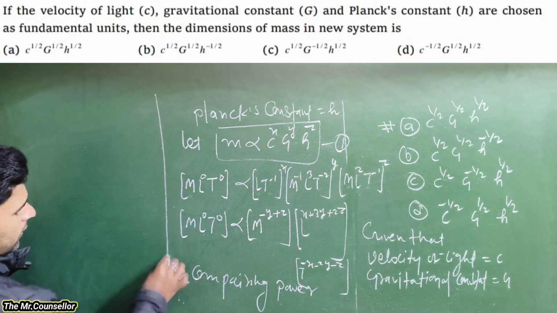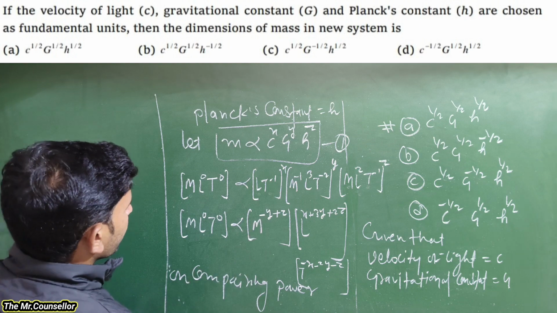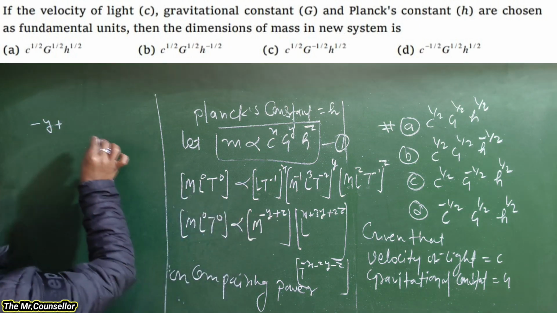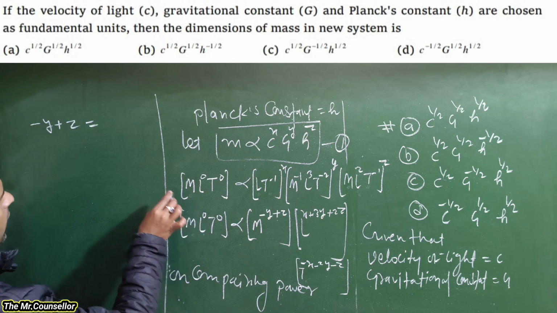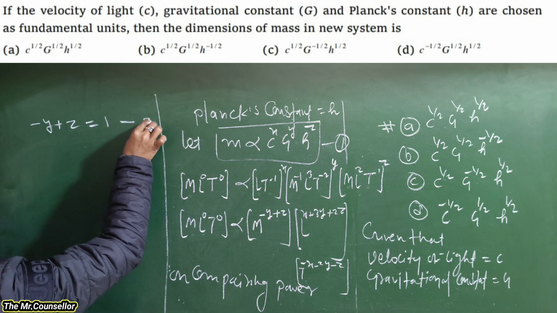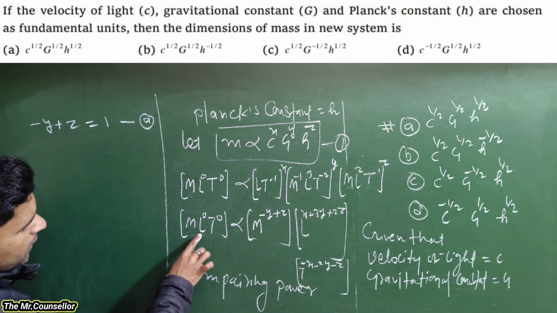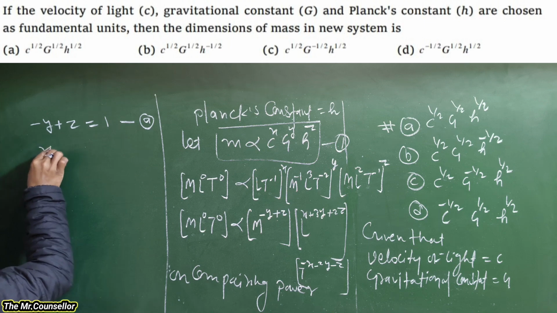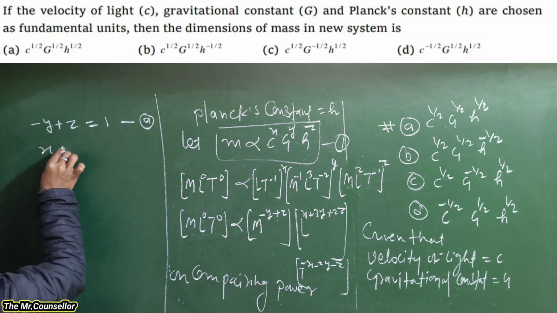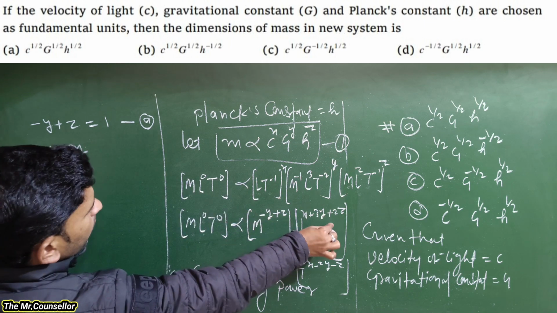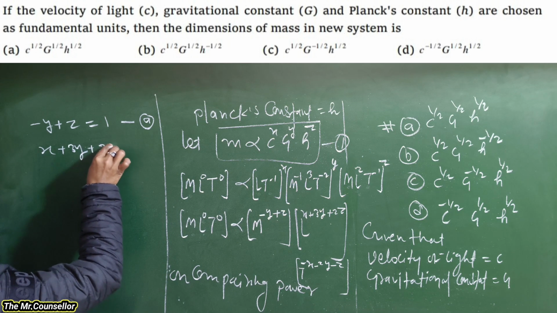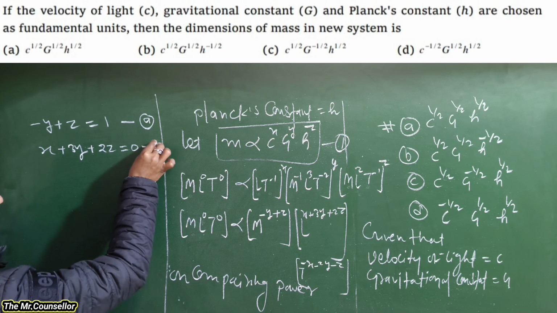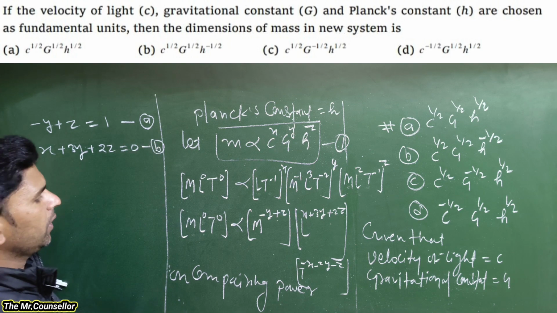So what you can write here, you can see here minus y plus z. Here is a mass having one power, so this one small equation. And similarly L power not having, it means here L power having x plus 3y plus 2z is equal to L naught. So it means 0. Option you can write equation B.